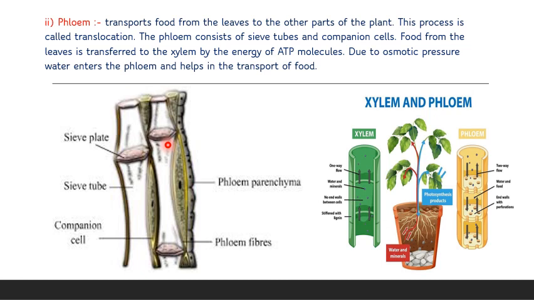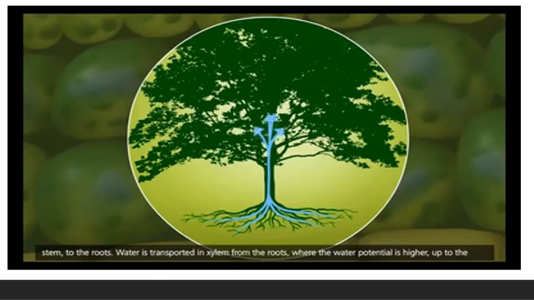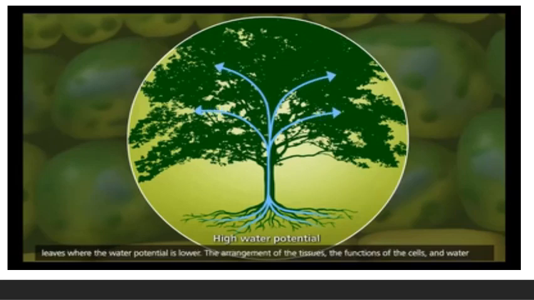The food from the leaves is transferred using the energy of ATP molecules. Due to osmotic pressure, water enters the phloem and helps in the transportation of food. So this is regarding transportation in phloem. Have a look at this video, on how transportation occurs in plants.